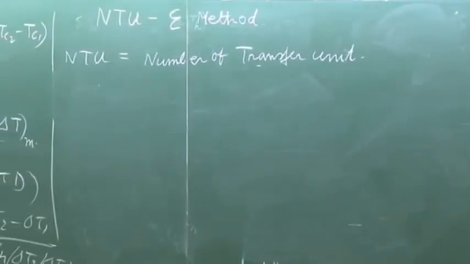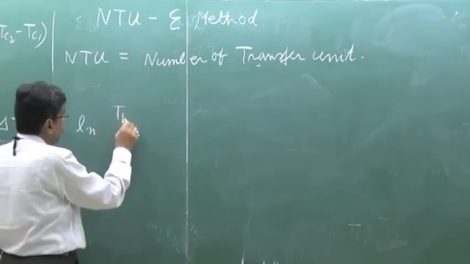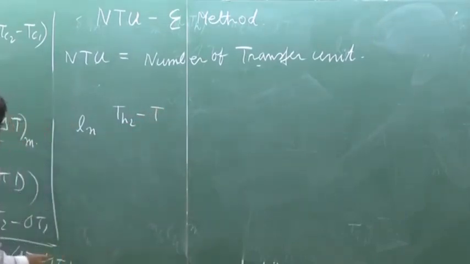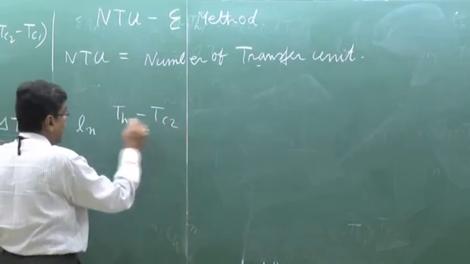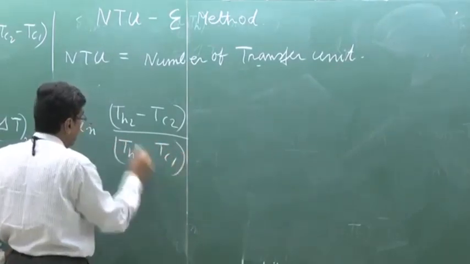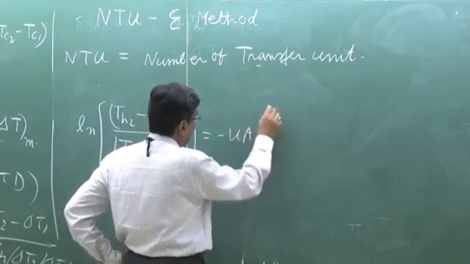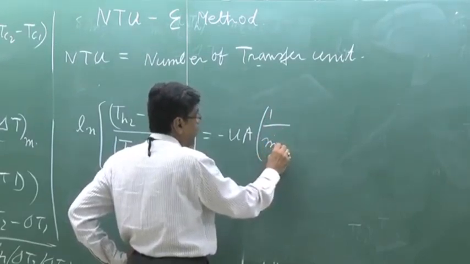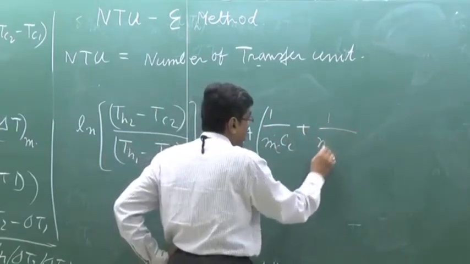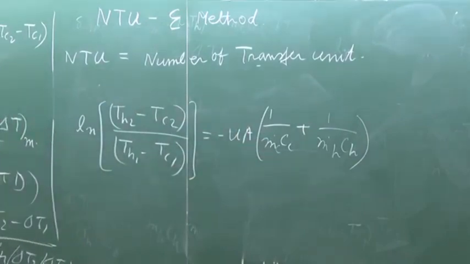Let us go back to our earlier deductions, where we came here to ln of Th2 minus Tc2 divided by Th1 minus Tc1, now considering the parallel flow arrangement again, is equal to, if I remember correctly, minus UA, just one step ahead, times 1 by m dot Cc plus 1 by m dot Ch, where after this was replaced from there, I got an expression for LMTD.